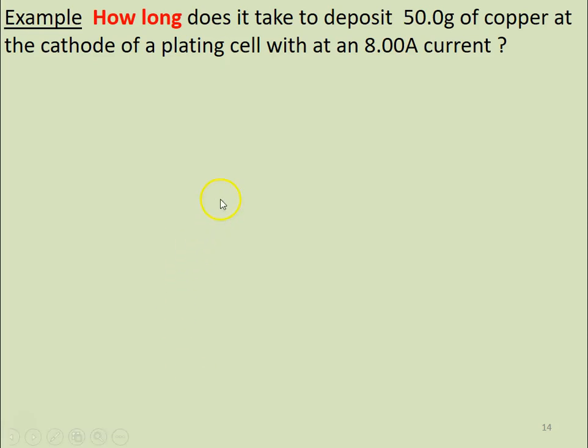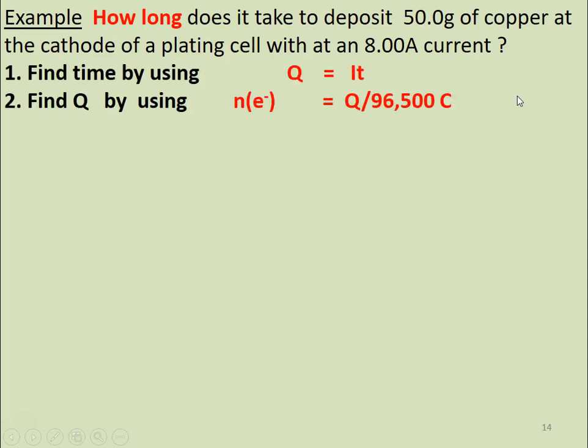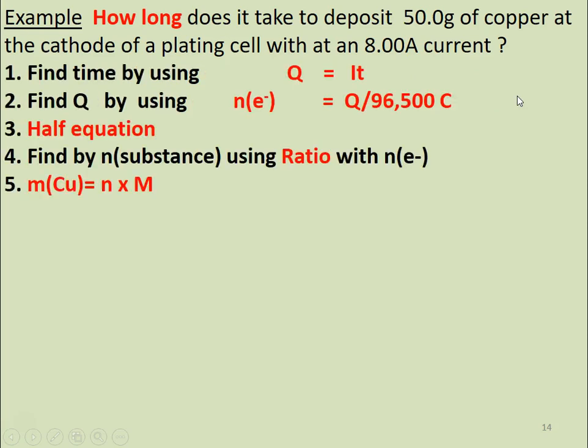So next question, how long does it take to deposit 50 grams of copper at the cathode of a plating cell with an 8 amp current? So write down, before you start doing anything, you need to know these equations off by heart. So I would recommend on the exam that you just write them quickly down so you can see how you're trying to tackle it. Just remember them in order.